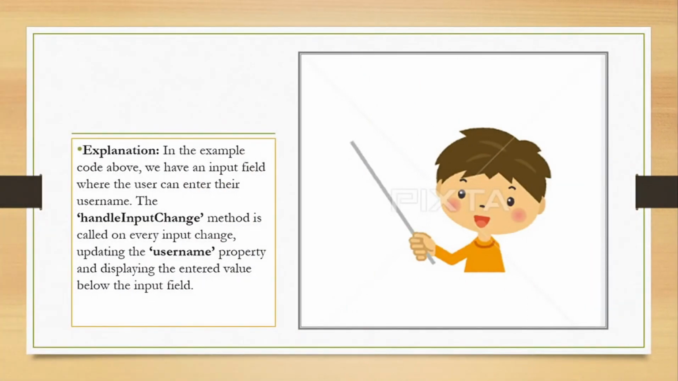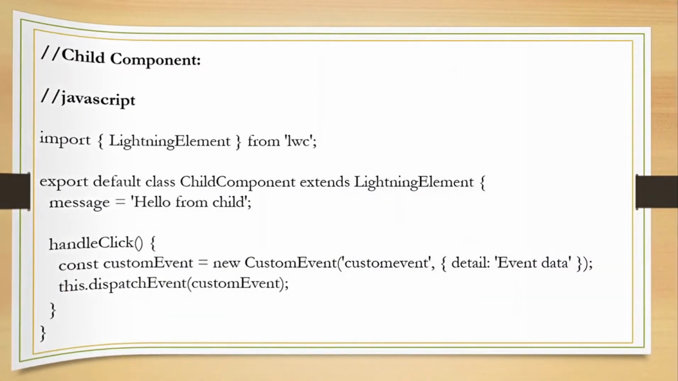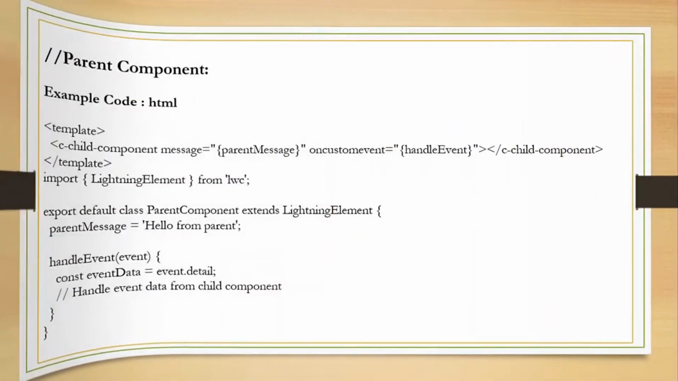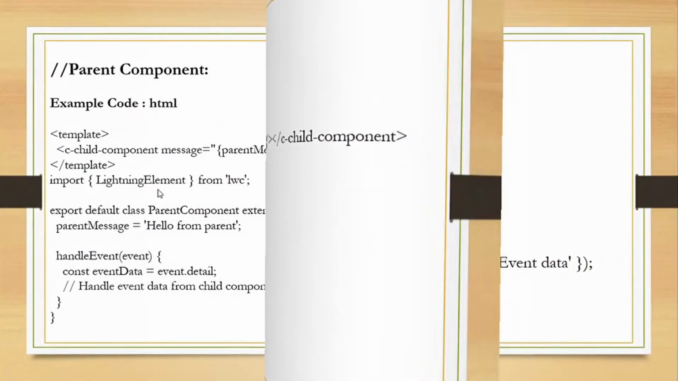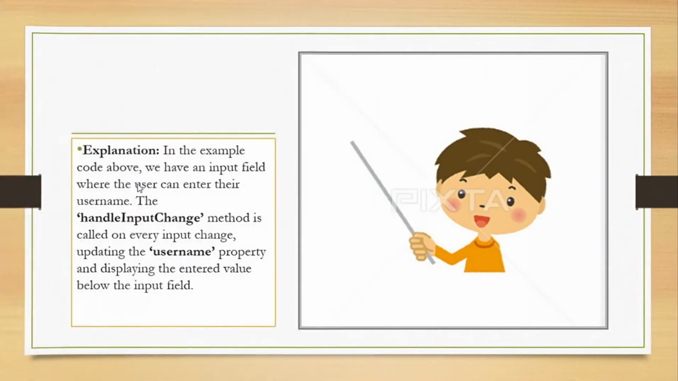In this example code, we have an input field where the user can enter their username. The handle input change method is called on every input change, updating the username property and displaying the entered value below the input field. So here is the parent component HTML and the child component JavaScript part. Here is the child component's JavaScript part.